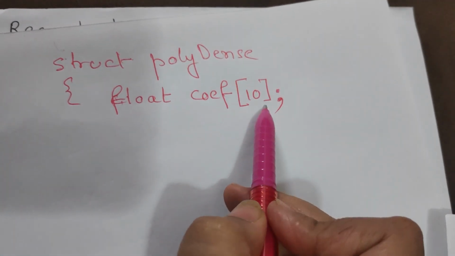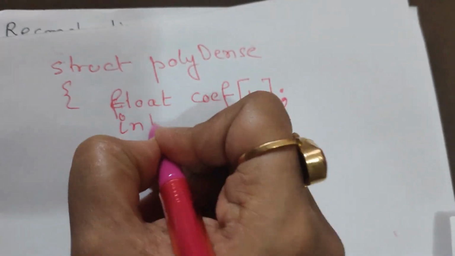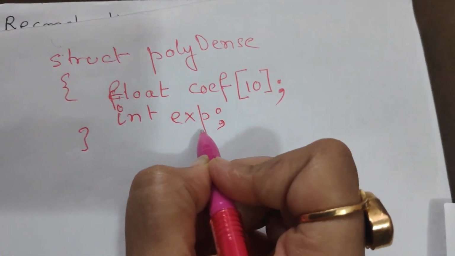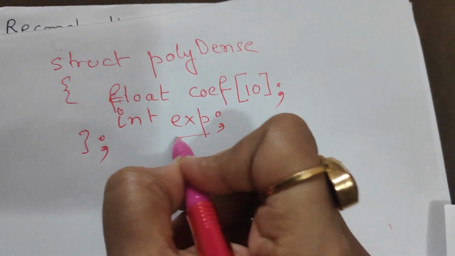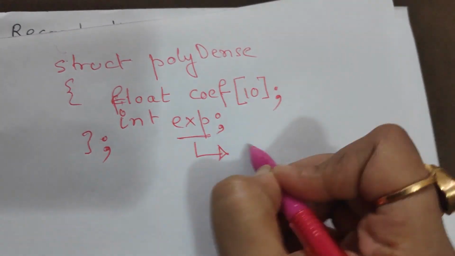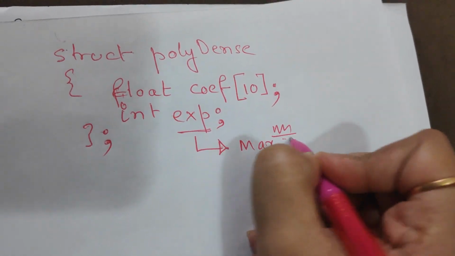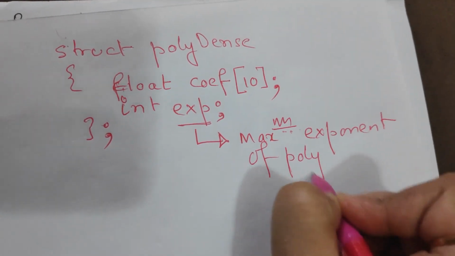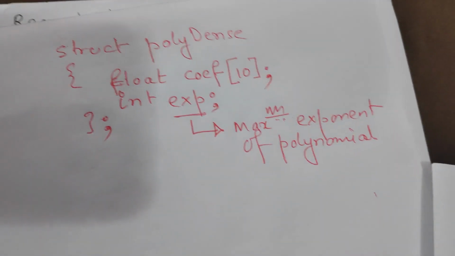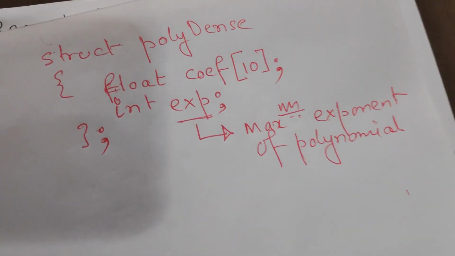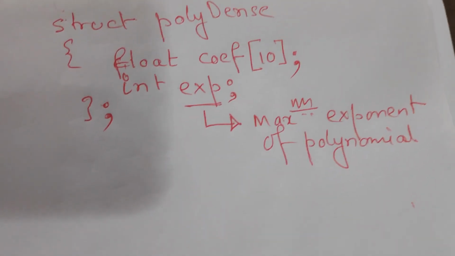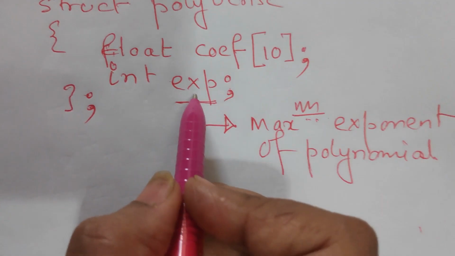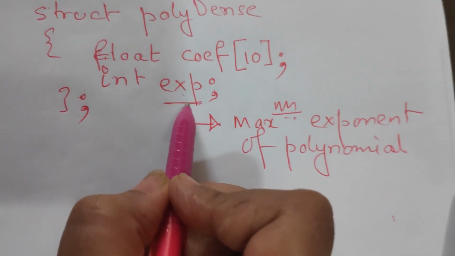So what we can do is, we will represent float coef 10 as an array, but the exponent we will not take as an array anymore. And what would we store in this exponent? In this exponent part, we will store the maximum exponent that the polynomial has. Now, how would that be beneficial? So you see, we are not using an array for the exponent, so that is saving us space.